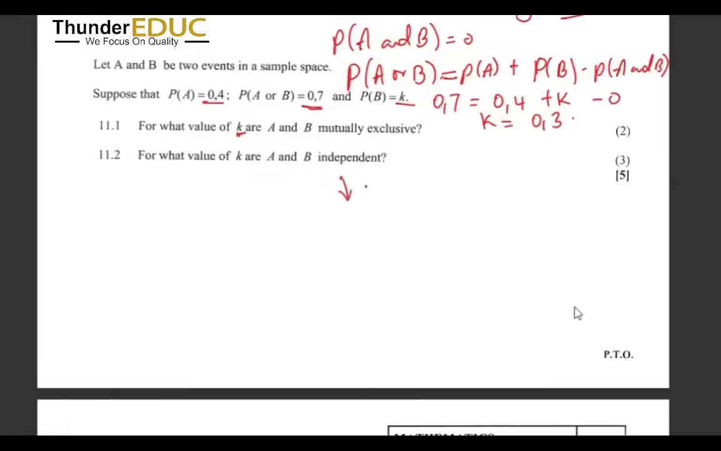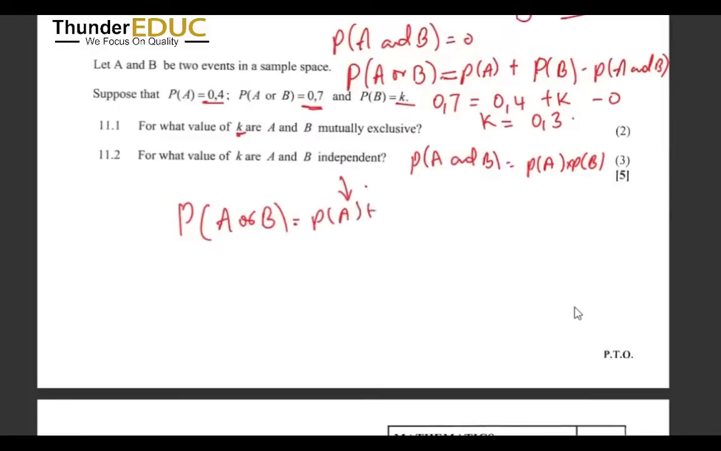Then for us to look at the independent events, it's going to be the same, because with independent events we know that the probability of A and B must be the probability of A times the probability of B. So still with the same formula, A or B is the probability of A plus the probability of B minus the probability of A times the probability of B. Substitution: 0,4 plus K.